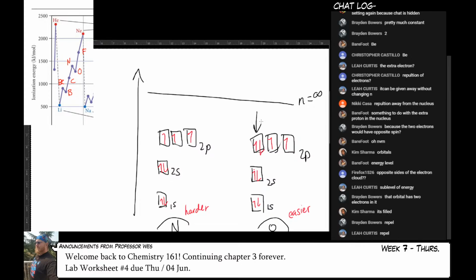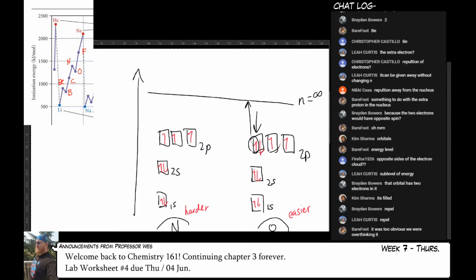And even though paired electrons are allowed because they have the magnetic attraction, they still repel each other. And so if you're trying to ionize this one right here, the other one kind of gives it a little push, like, hey, here you go.